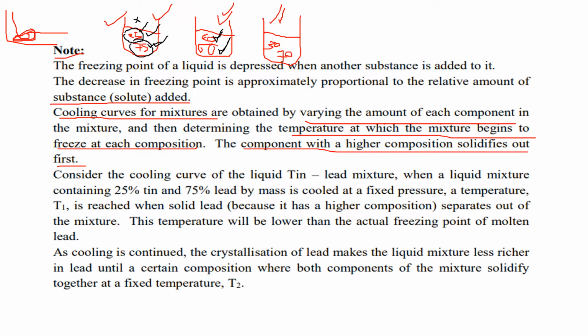If you look at this one, it has 40% tin and 60% lead. So that means that the 60% lead is going to crystallize out first because its composition is higher, and the 40%, which is tin, is going to remain in the liquid mixture. So pay attention to that. And the same applies to this: the 30% is going to remain, and the 70% is going to start crystallizing out. The one with the highest composition on cooling is the one that starts to crystallize out first. So that's the meaning of this statement.